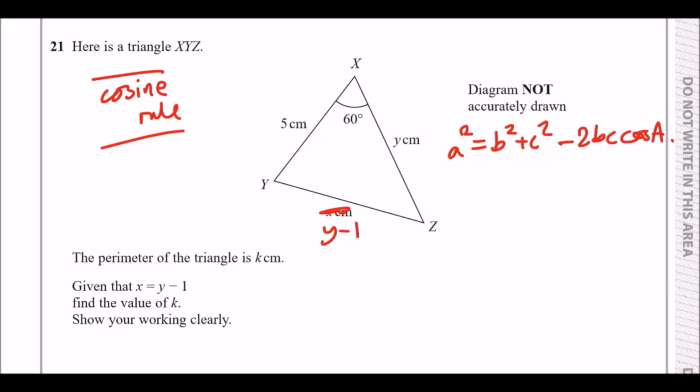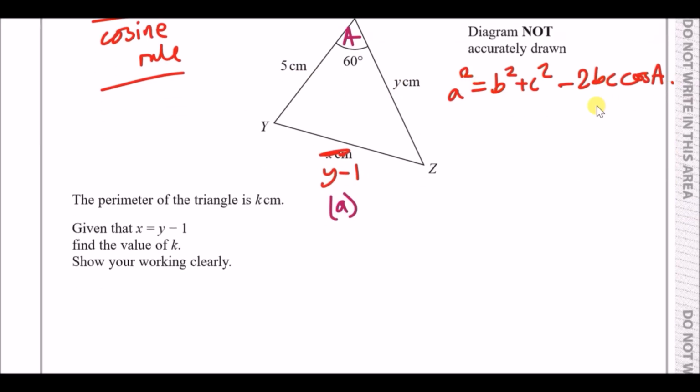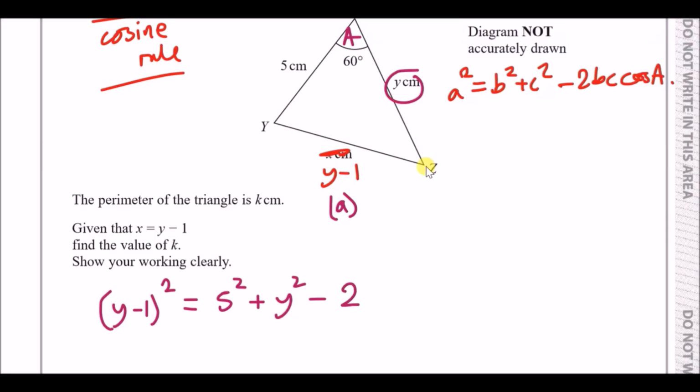Now to correctly identify what's what here, and this is important, because you've got one angle which is capital A, so this has to be here. That means the length opposite has to be little a. So the little a is going to be y minus 1, yeah? And now this means that the other 2 lengths, b and c, would be either 5 or y. So let's go ahead and substitute everything back in, yeah? So you got little a, which is y minus 1, so it'll be y minus 1 all squared equals b squared. So let's say 5 squared plus c squared, which could be y squared, minus 2 times b, which is 5, times c, which is y, cos the angle, which is 60.